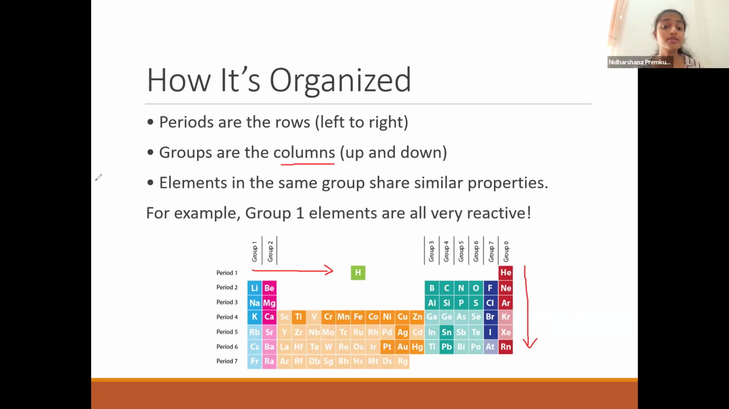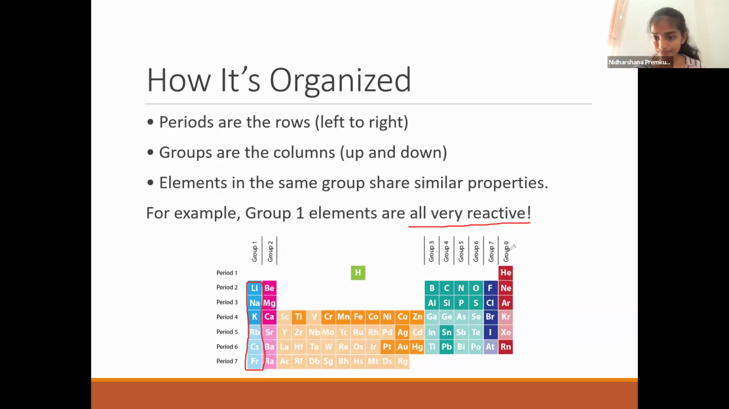Remember earlier we saw it was color coded. In here also you can see this light blue color group here. It's the first group of the periodic table. It's labeled as group 1. Each group 1 element has similar properties. So for example, group 1 elements are all very, very reactive. That's why they are all organized in this particular group. Likewise, it applies to all of these groups.